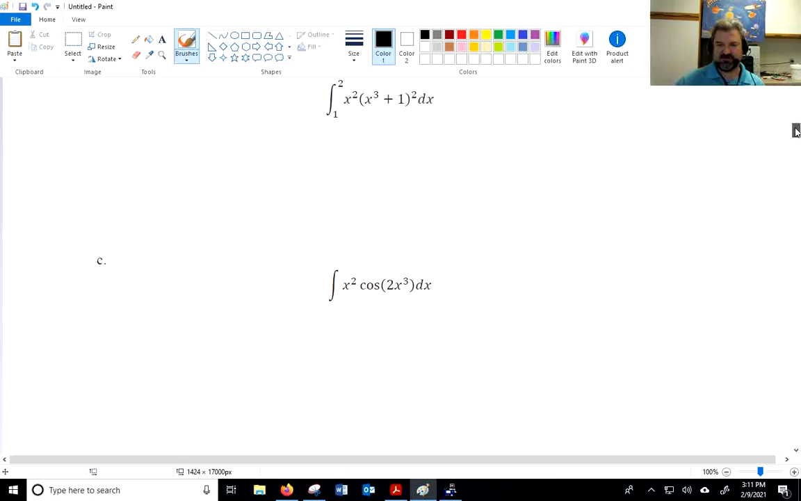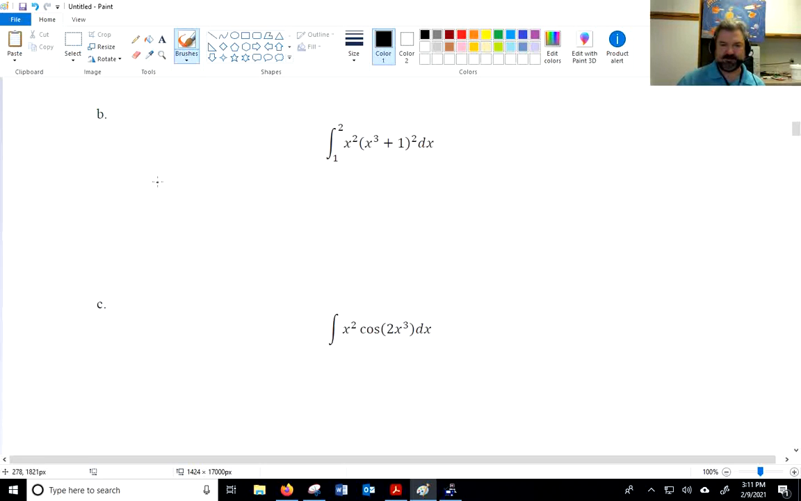All right, let's try the next one. Hopefully you did a u substitution here. We're going to let u equal x cubed plus 1, this inside portion here, so that du is equal to 3x squared dx.